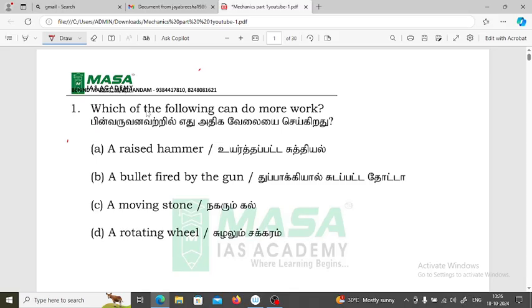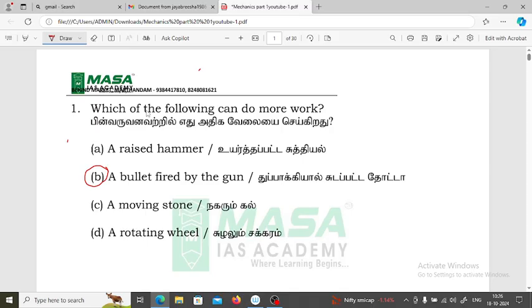Simple question, just you think and answer. First option, a raised hammer. Second one, a bullet fired by the gun. Third option, a moving stone. Fourth is a rotating wheel. Choose the correct answer. What is that? Answer option B is correct.